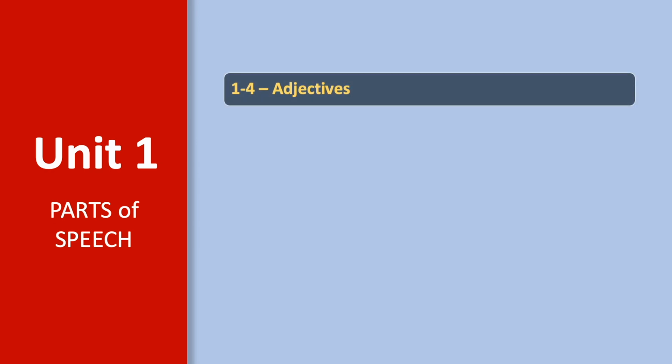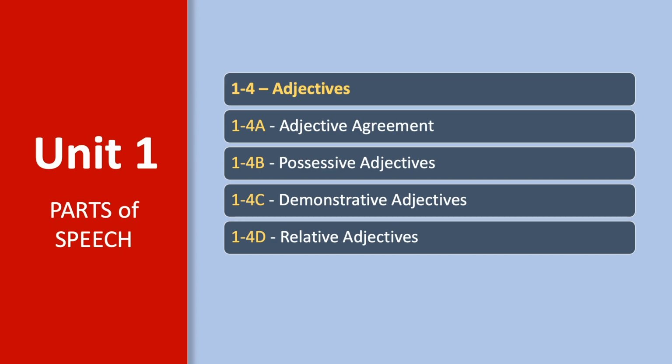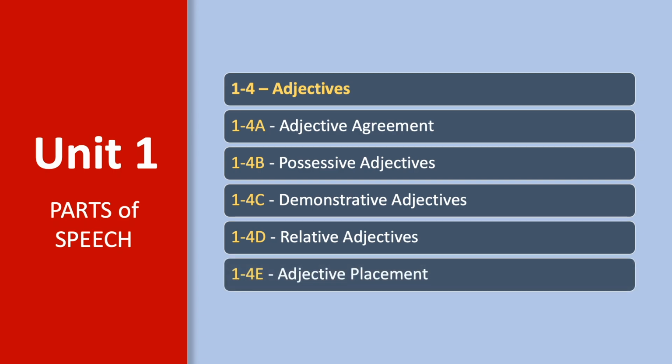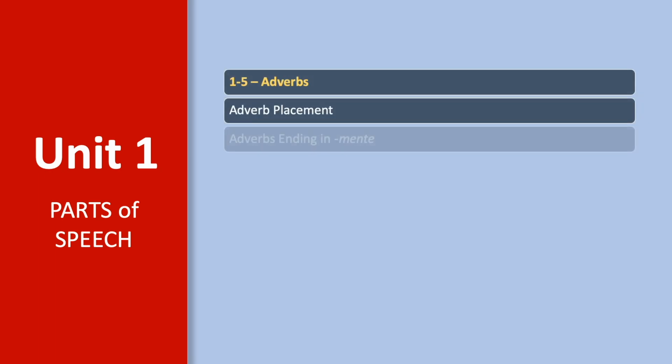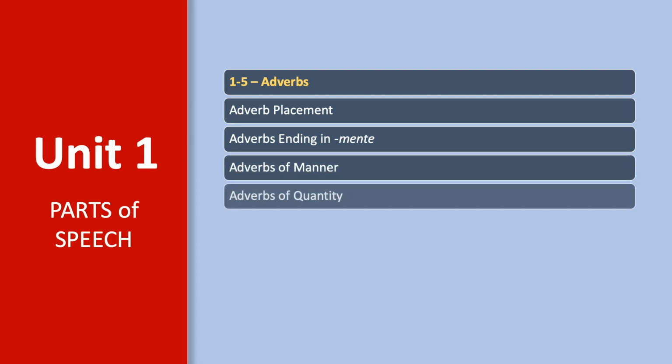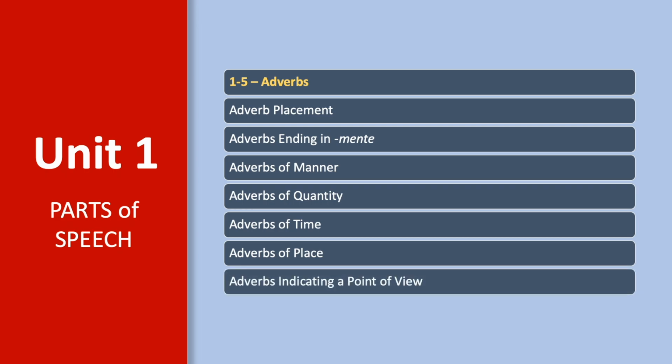There are several lessons covering adjectives, including Adjective Agreement, Possessive, Demonstrative, and Relative Adjectives, and Adjective Placement. The lesson on adverbs covers adverb placement, adverbs that end in mente, adverbs of manner, quantity, time, place, and those adverbs that indicate a point of view.